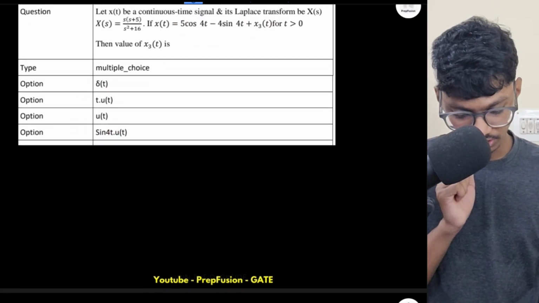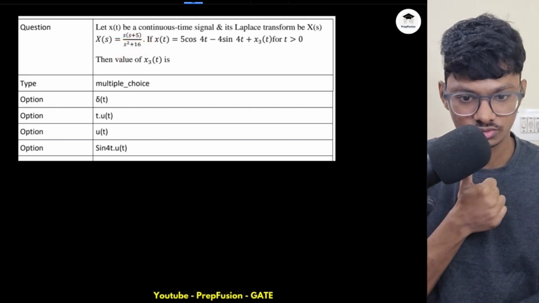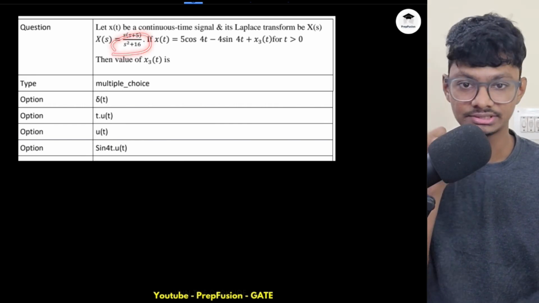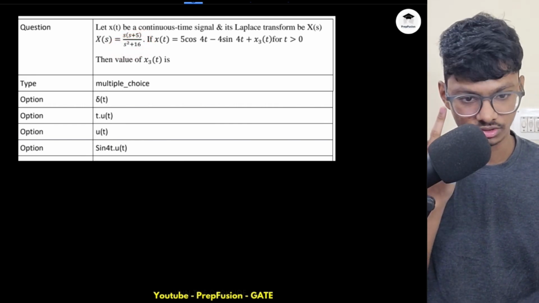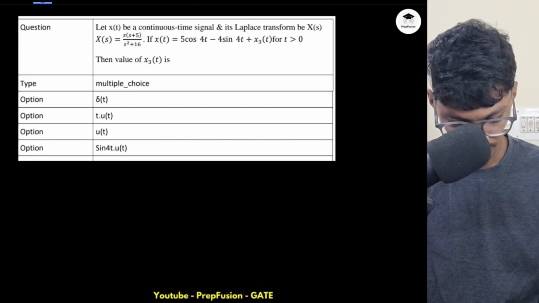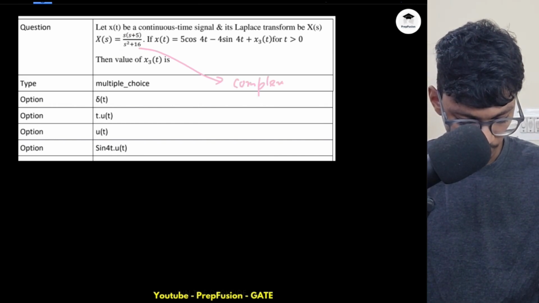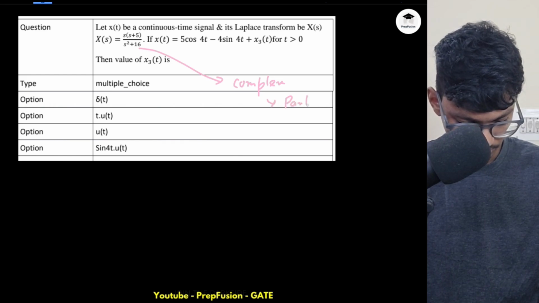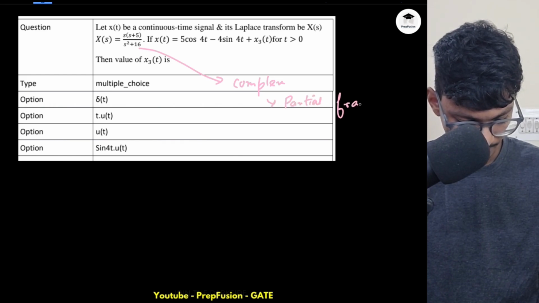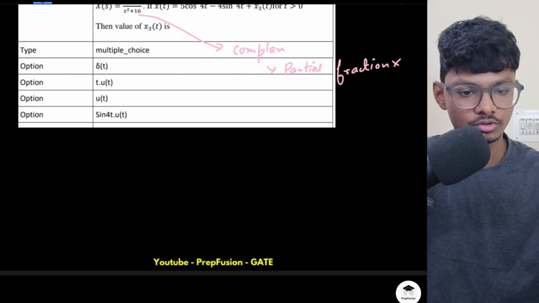First, your observation should be that this is a complex root. Whenever this is a complex root, that means you will get either a sinusoid or a cosinusoid. You don't go for partial fraction. Whenever you see a complex root, you say no to partial fraction. Then how should you proceed in this question?